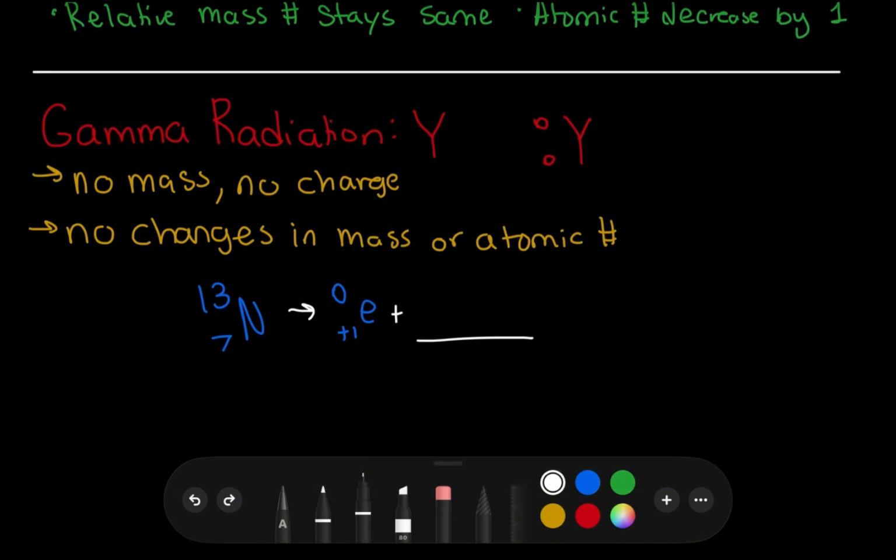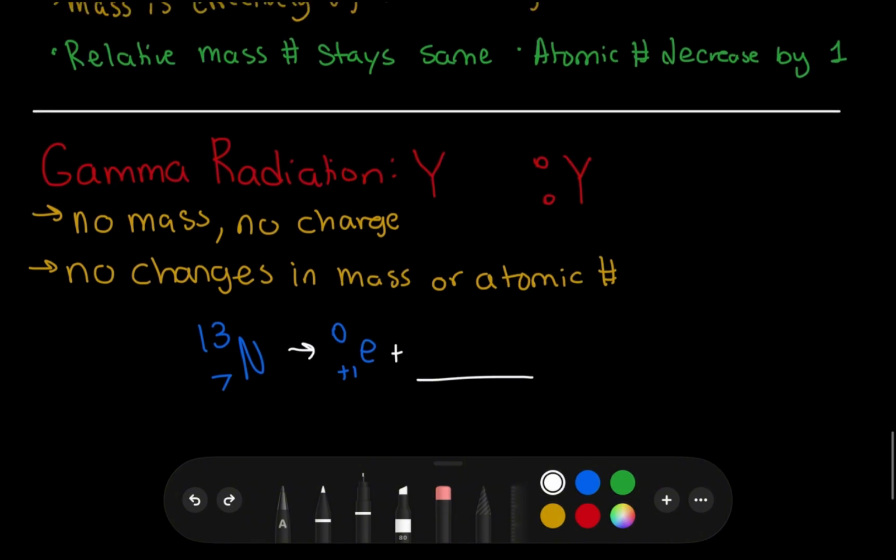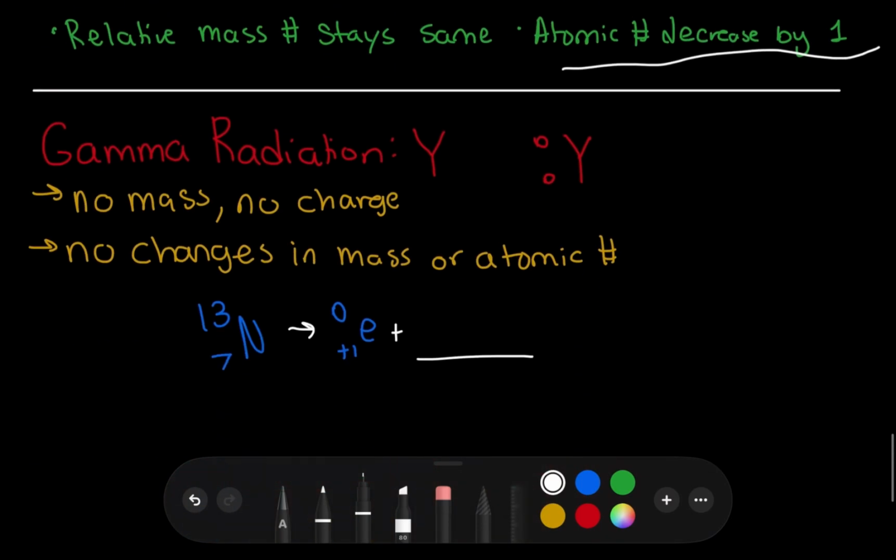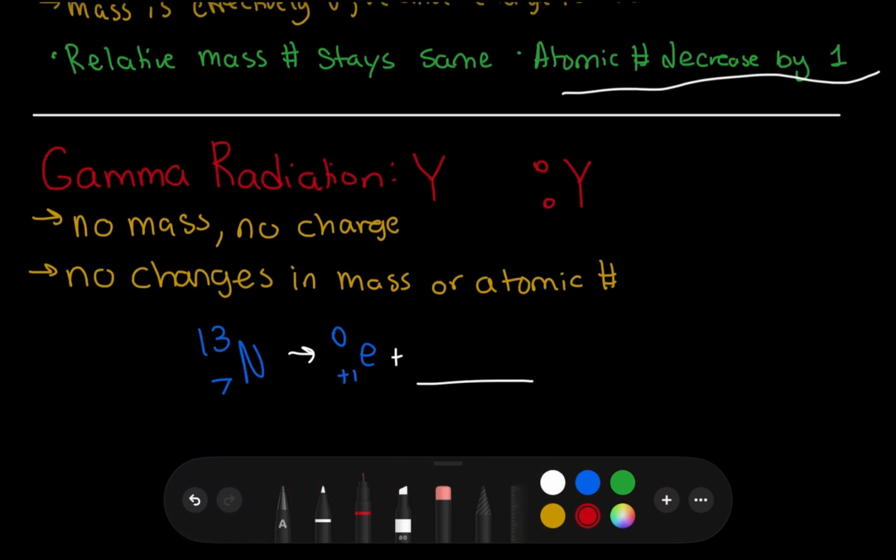Now, since we see that a beta positron is being released, we're going to have to keep the relative mass the same, but the atomic number is going to decrease by 1. So the mass is going to stay the same as 13, but the atomic number is going to decrease by 1, so that's going to be 6. Now, if we look at our table of elements, the element that has an atomic number of 6 is going to be carbon.